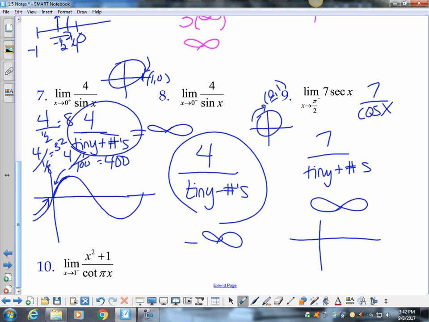Think about it like this. Pi over 2 would be right here. So if I head to that from the left, my x values are getting closer and closer to 2 pi over 2. So they're getting smaller and smaller. And then when you put that under 7, that gives you a positive infinity.